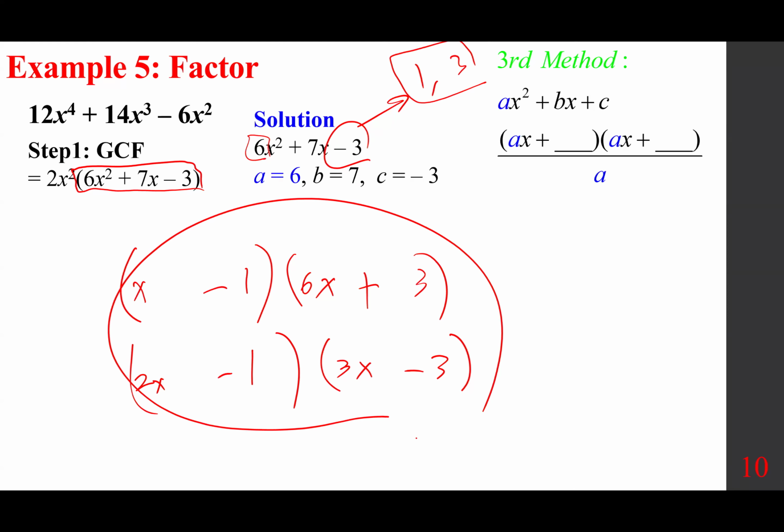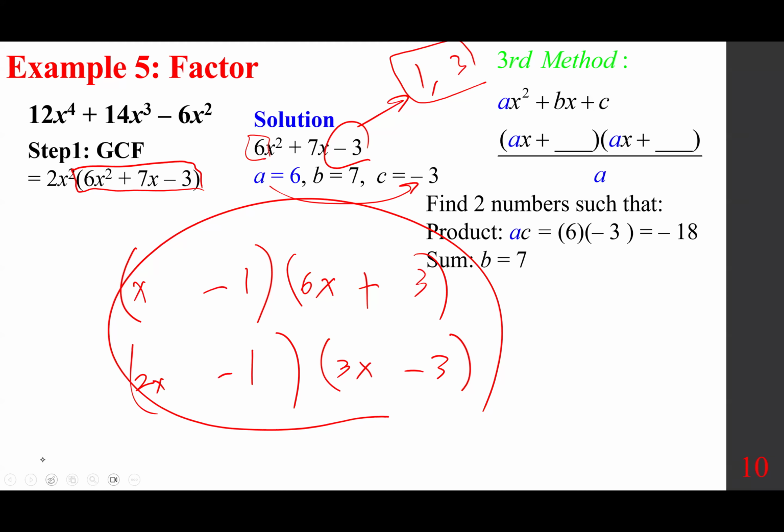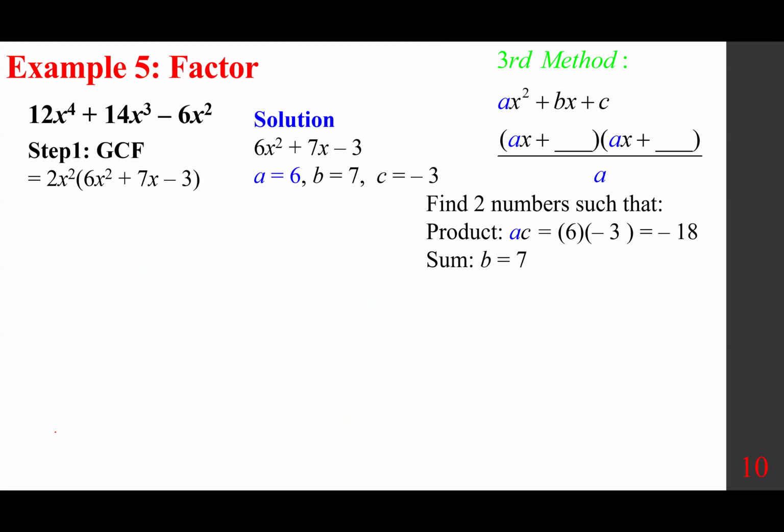So what is the AC method? We want two numbers such that the product is A times C, which is negative 18, and the sum is B, which is 7. So let me erase my work. I hope you see that, for example, 18 is 1 and 18, 2 and 9. Of course, negative means one of them must be negative. I hope you recognize negative 2 and positive 9.